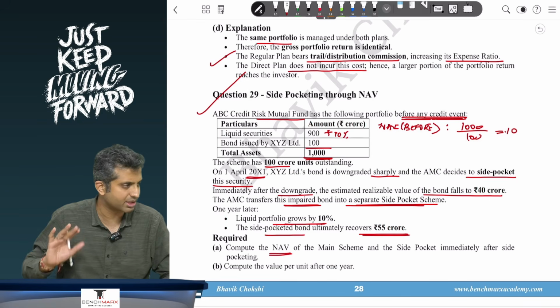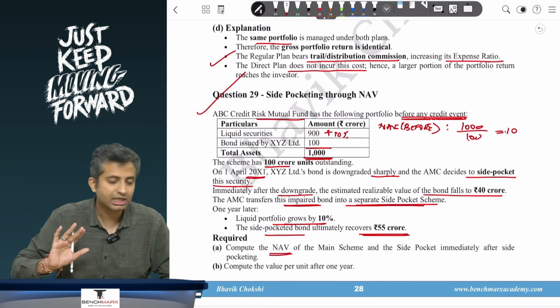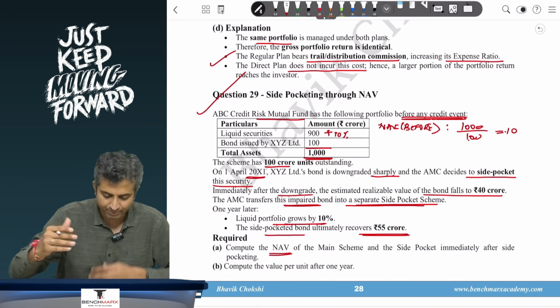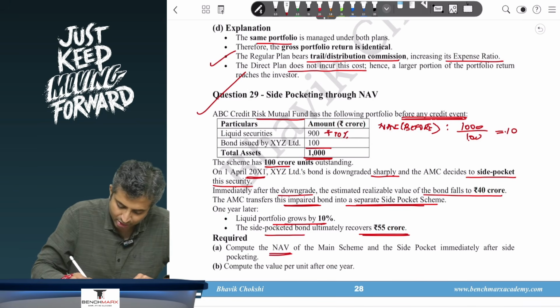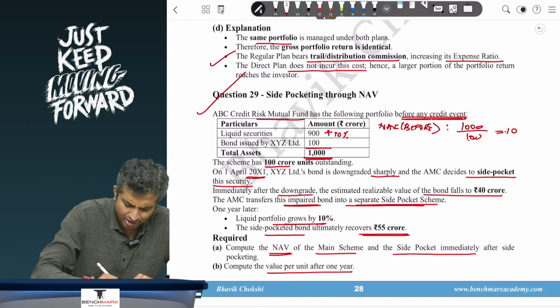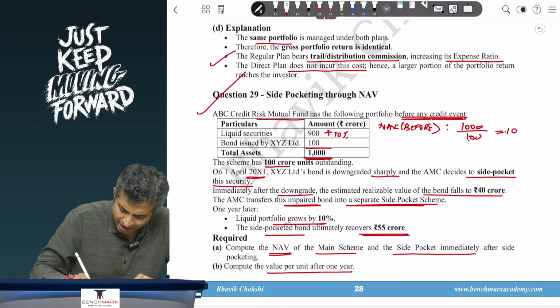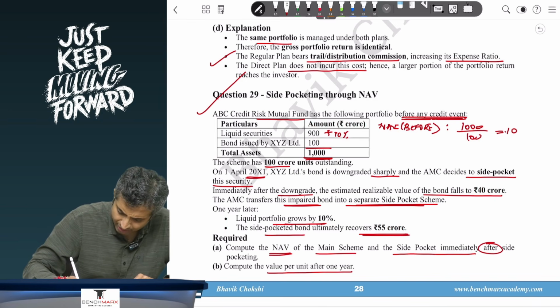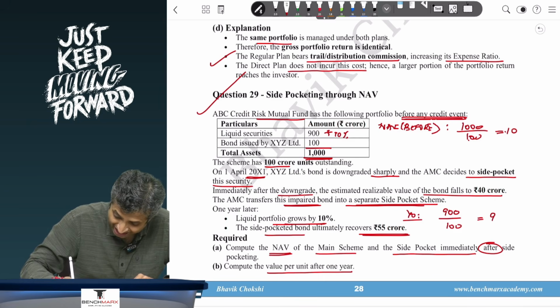I put that into a separate side pocket. A new investor who wants to invest can invest in my main flagship scheme rather than the side pocket. Compute the NAV of the main scheme and the side pocket immediately after side pocketing, and compute the value per unit after 1 year. Sir, if I look at the NAV of the main scheme immediately after the side pocket, I would say that this would be 900. There's no change over here. This is at year 0 only, divided by 100 units. So this will be 90.